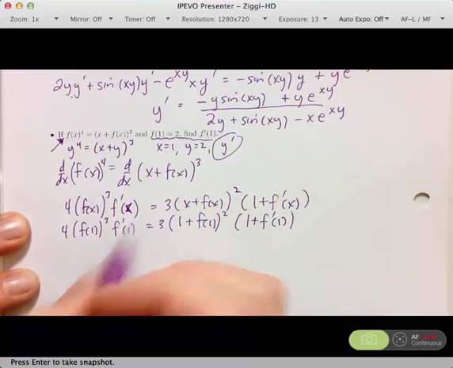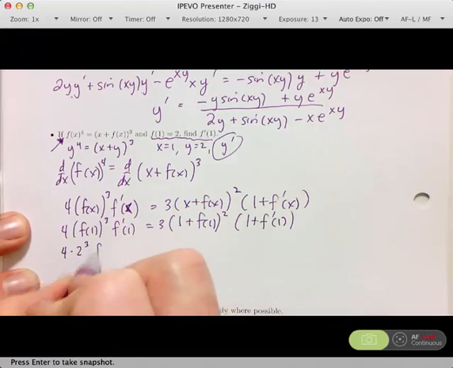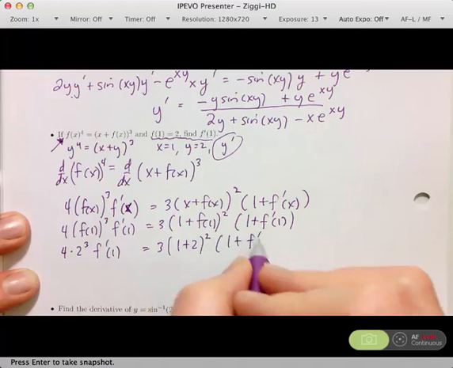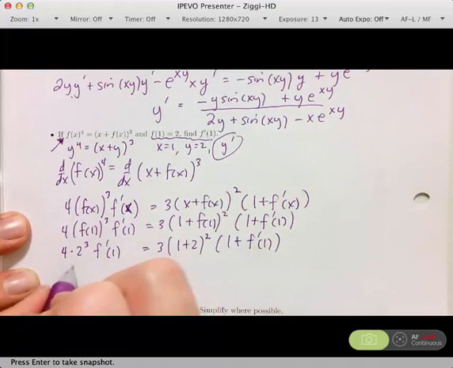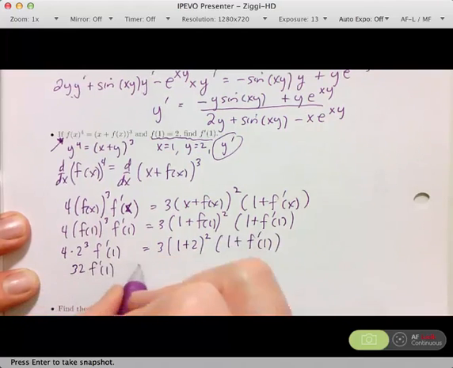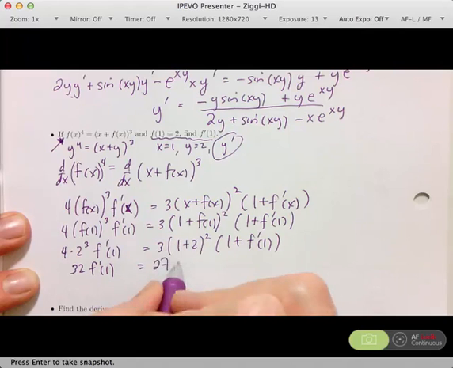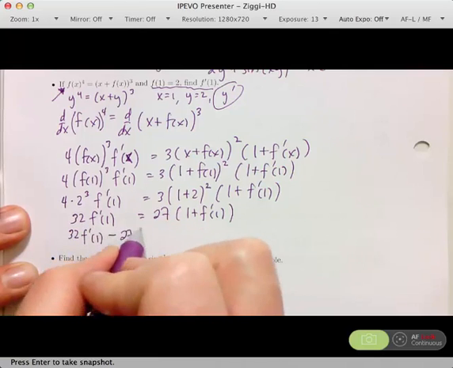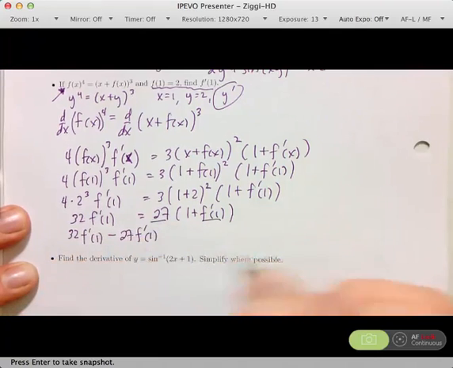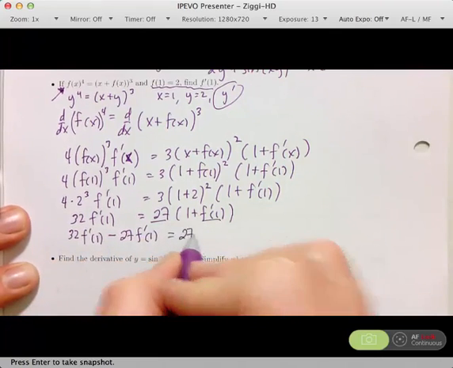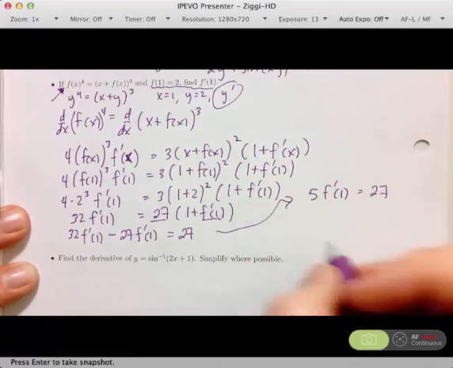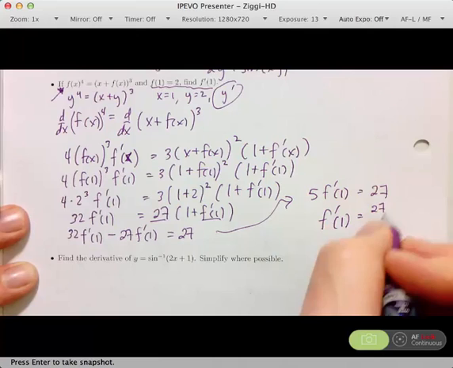F of 1 is 2, so this is 4 times 2 cubed times the thing we're looking for, equals 3 times (1 plus 2) squared times (1 plus f prime of 1), again the thing we're looking for. 4 times 8 is 32 times f prime of 1. 3 times 3 squared is 27 times (1 plus f prime of 1). 32 f prime of 1 minus 27 f prime of 1, so we're distributing this and subtracting it from the left side, is equal to 27. 5 f prime of 1 is equal to 27. F prime of 1 is 27/5.